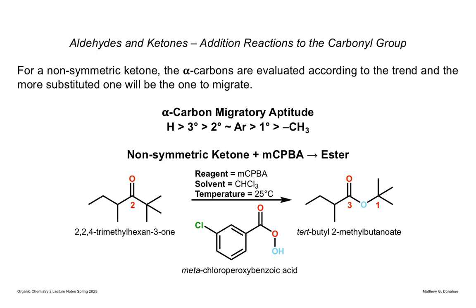So here's the summary of the migratory aptitude. Again, those were the ketone cases. That was aldehyde. So you examine your structure, you classify the alpha carbons, look at this rank, and then you can see where the oxygen's inserting.